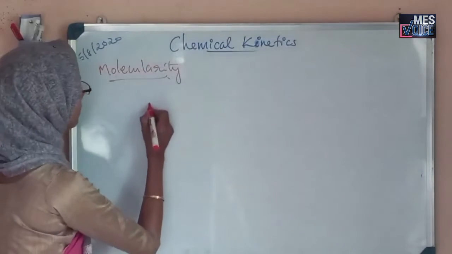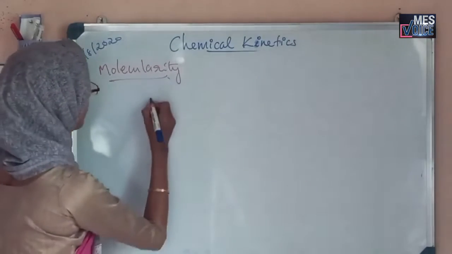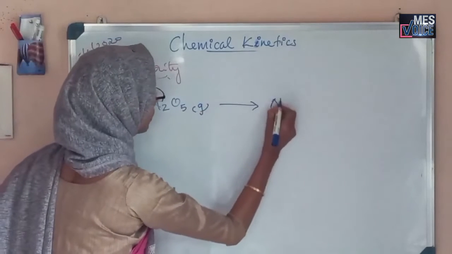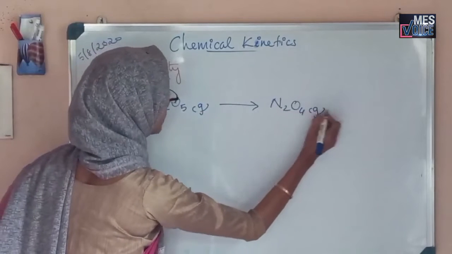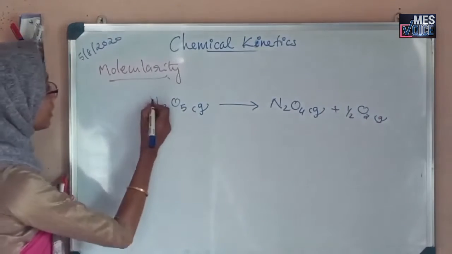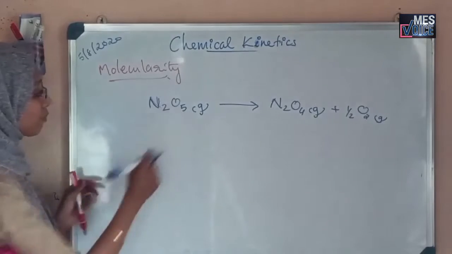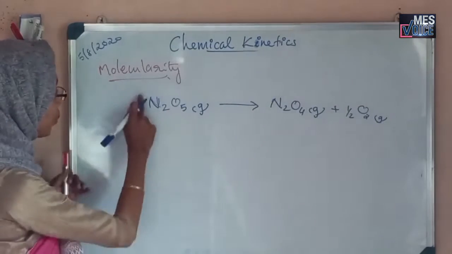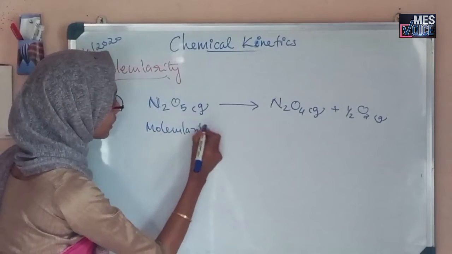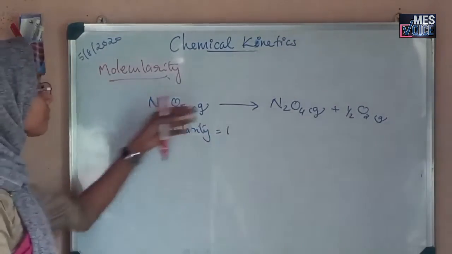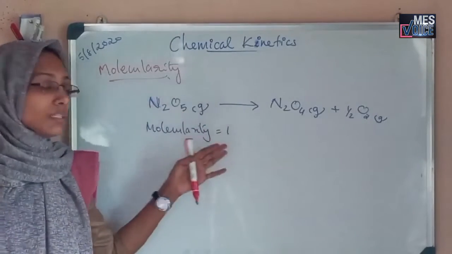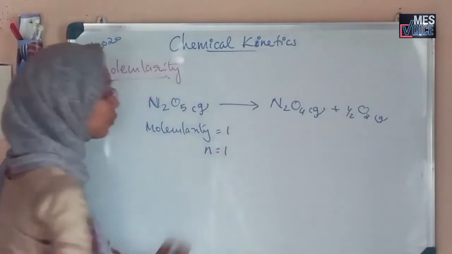Consider a reaction, the dissociation of nitrogen pentoxide, N2O5 in gaseous state, to give N2O4 in gaseous state and oxygen, half O2. Here, the number of molecules of N2O5 involved in the reaction is equal to 1. So, the molecularity is equal to 1. It is a simple reaction. From the experiment, it is found that the order of the reaction is also equal to 1.